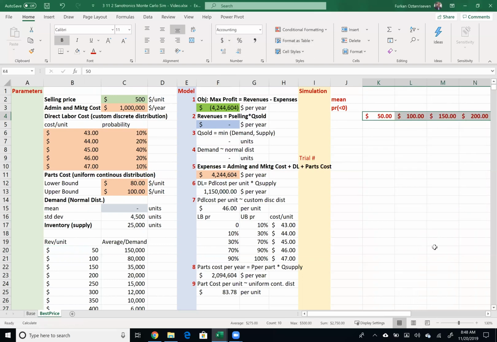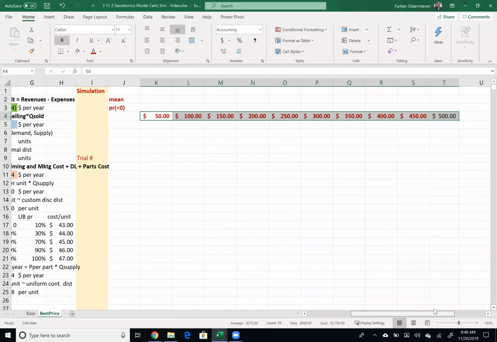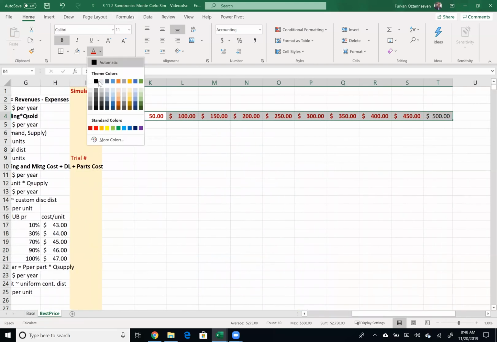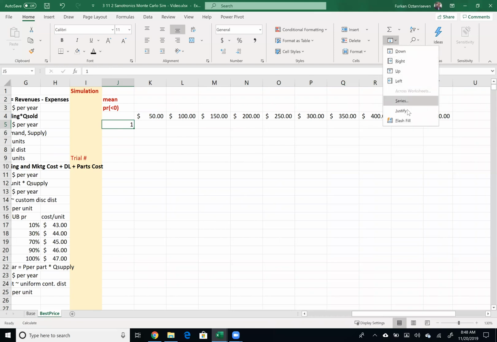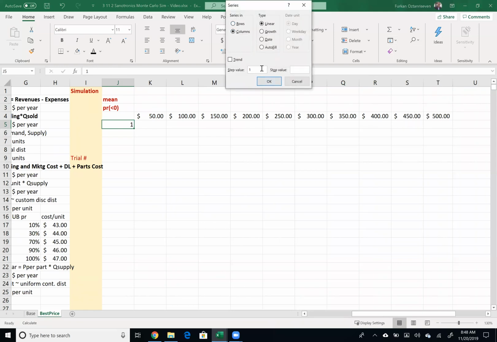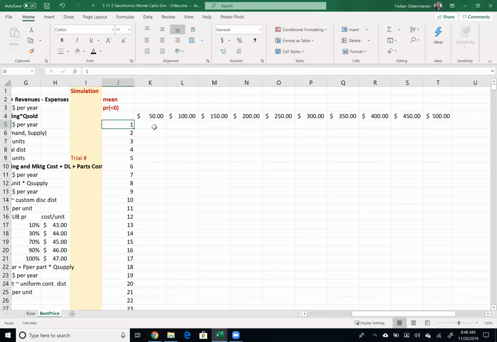All right, so I'm wondering what would happen if I charge this much. They don't need to be red really. So these are my price options. My trial number will start from 1, and then Home, Fill, Series. I would like to have my numbers in my column increase one by one all the way up to 1000, and then click OK. So now these are my trial numbers. Now I can calculate in the top left corner my output, which is profit.